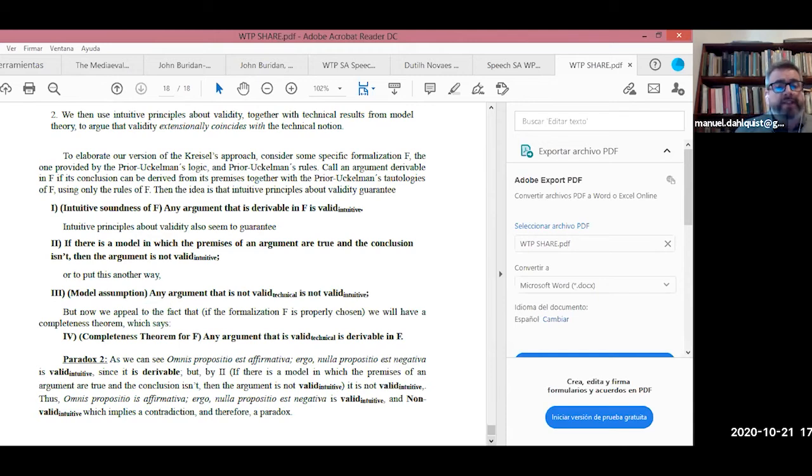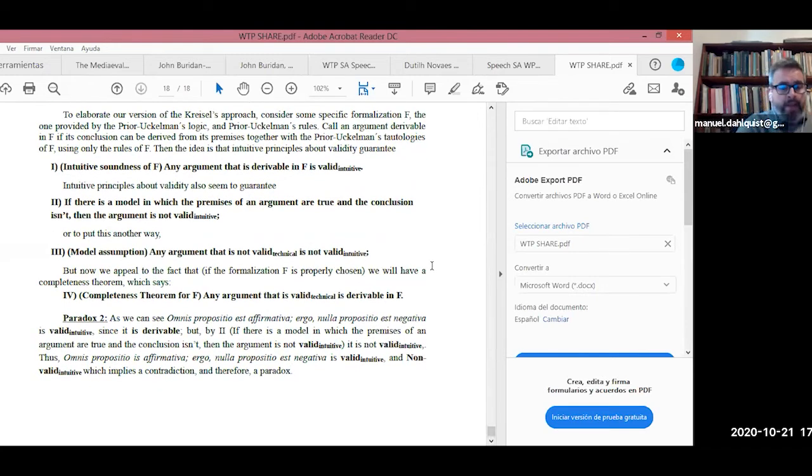To elaborate our version, the Kreisel approach, consider some specific formalization F. The one provided by the Prior-Uckelman logic and Prior-Uckelman rules. Call an argument derivable in F if its conclusion can be derived from its premise together with the Prior-Uckelman tautologies of F, using only the rules of F. Then the idea is that intuitive principles about validity guarantee 1. Intuitive soundness of F: any argument derivable in F is intuitively valid. 2. If there is a model in which the premises of an argument are true and the conclusion isn't, then the argument is not intuitively valid. 3. Model assumption: any argument that is not technically valid is not intuitively valid.